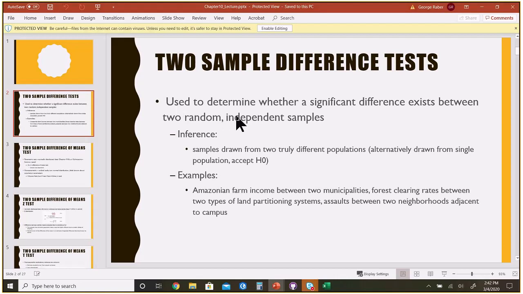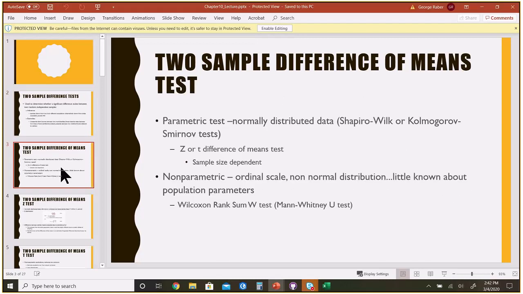Okay, so the two sample different tests. They're going to test between two samples in different ways. There are 4 or 5 tests that we're going to go over. The first one here is called a two-sampled difference of means test. In each of these cases, we are going to cover the parametric test, and we're going to cover the non-parametric version of that test.